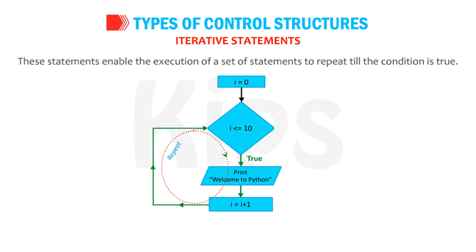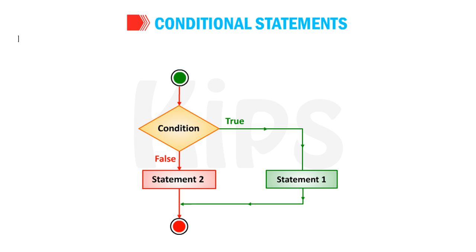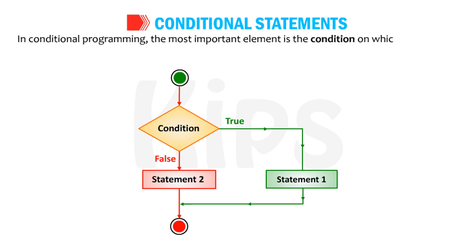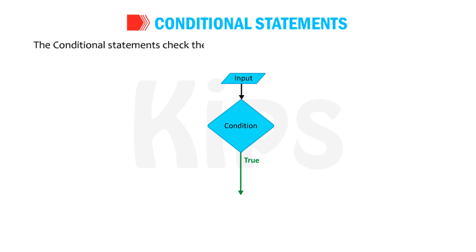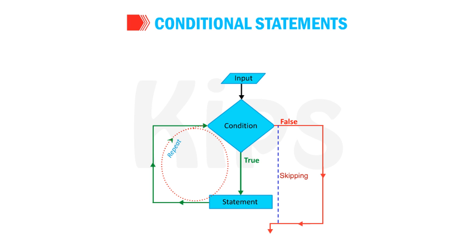Okay, let us learn about conditional statements. Before you start writing programs based on conditions, it is important to understand how conditional programming works. In conditional programming, the most important element is the condition on which the decision is based. The conditional statements check the condition and execute the statements accordingly. The conditional statements can be represented in many forms.